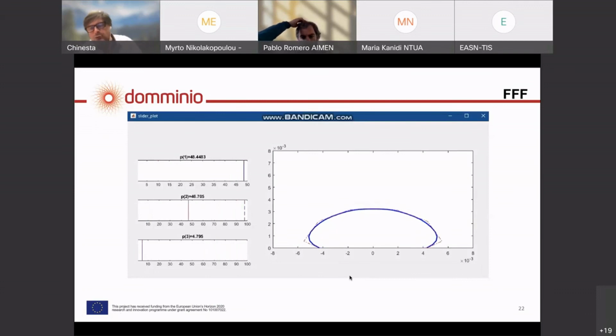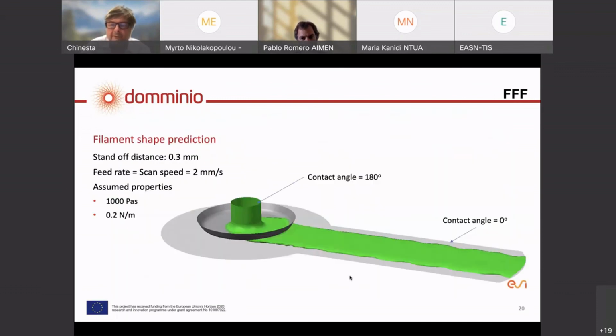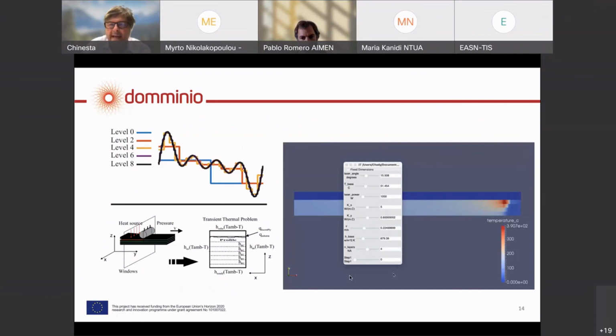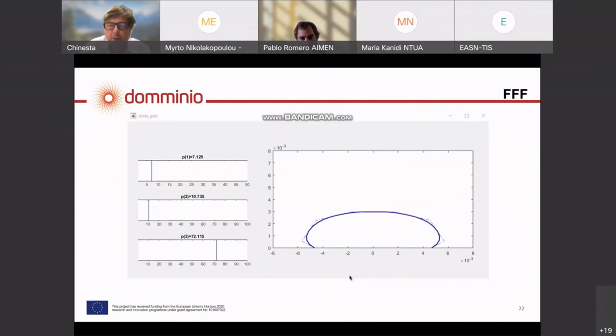So the idea is to continue this work. At this time it is purely numerical, but the idea is finally, depending on the different parameters of the FFF process, to try to create a parametric solution like the one that I introduced before, this one that concerns the ATL, creating something similar, a kind of parametric solution in order to evaluate the evolution of the shape depending on the process or material parameters.